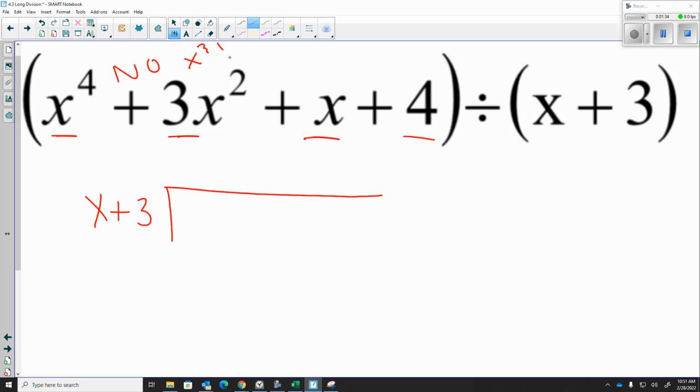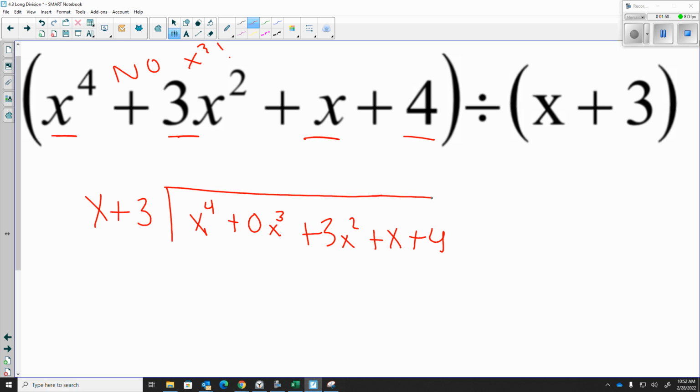So here's how I'm going to write this. It's x to the 4th. And since there's no x cubed, I got to add in a placeholder. So I have 0x cubed. And then I have 3x squared, x, and 4. So there's my setup.